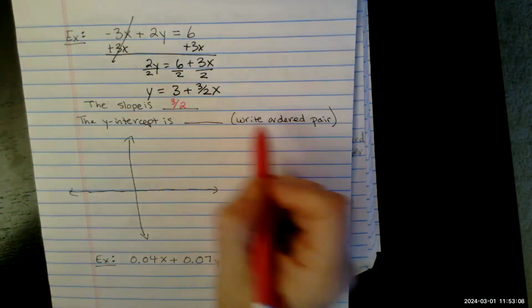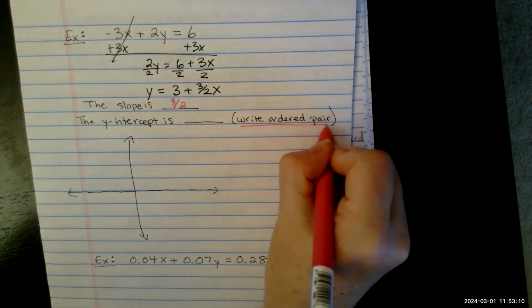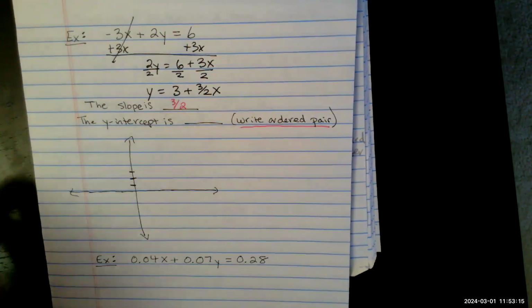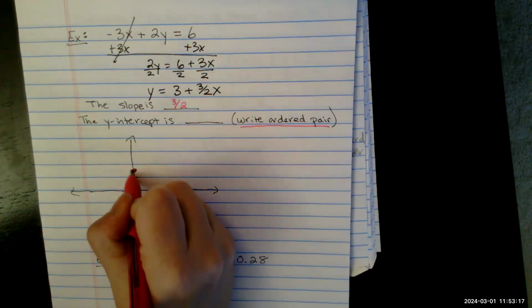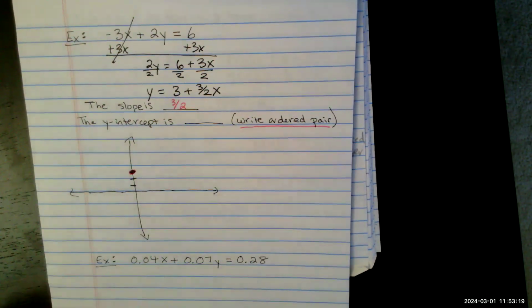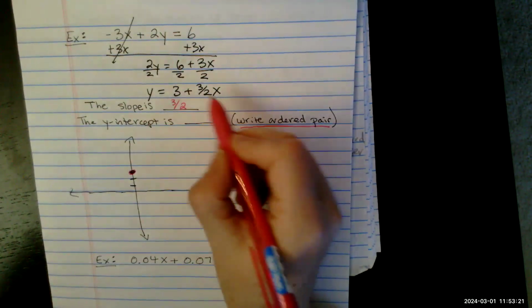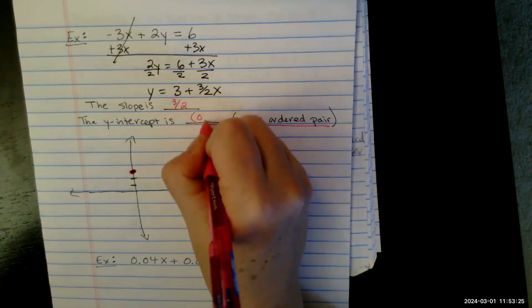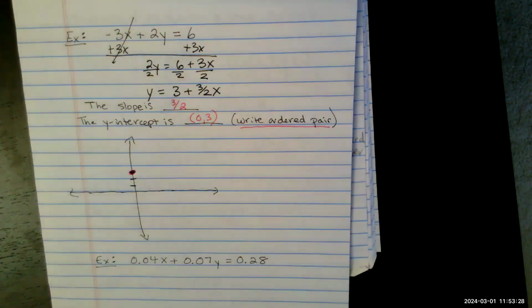If you wrote 3, that's not wrong, but if it's specifically asking for an ordered pair, be careful and think about what this point would actually be if we want to write the whole point with the x and the y, right? Because we know 3 is the y-intercept, so we know we're hitting there. What would that be as a point? It would actually be (0, 3).